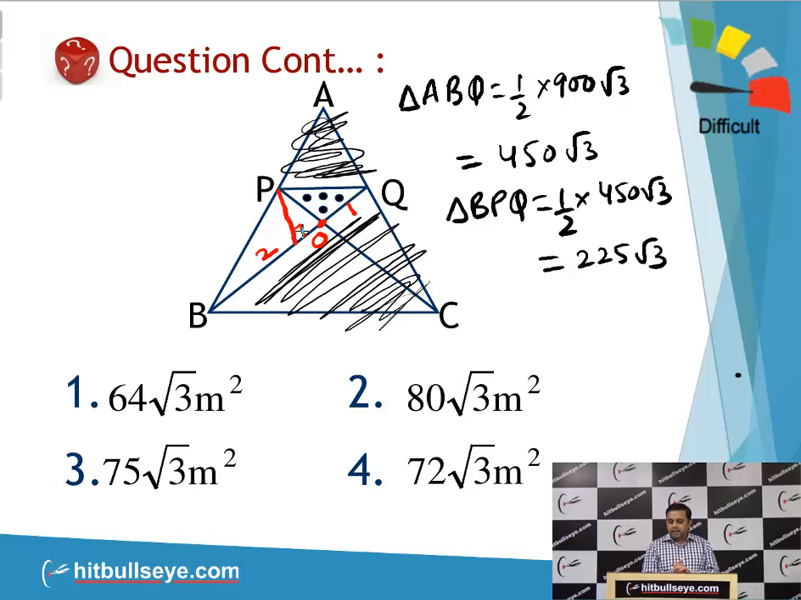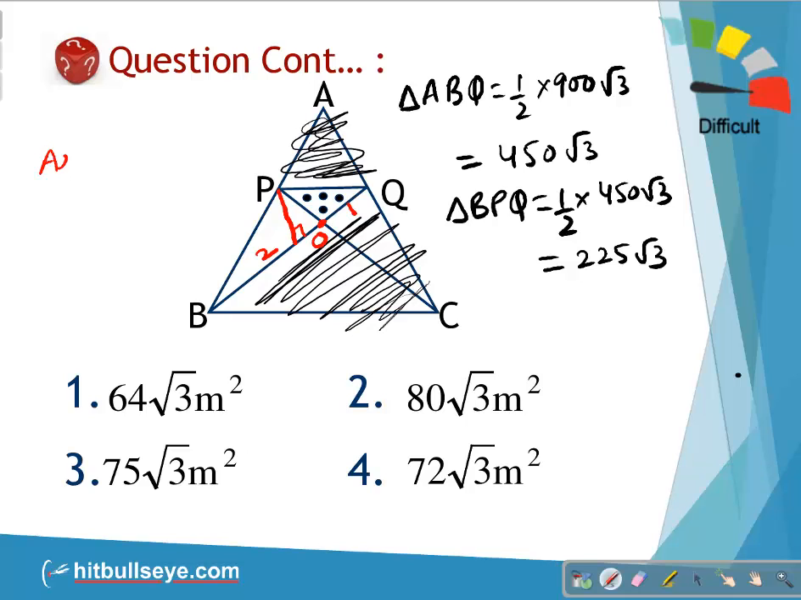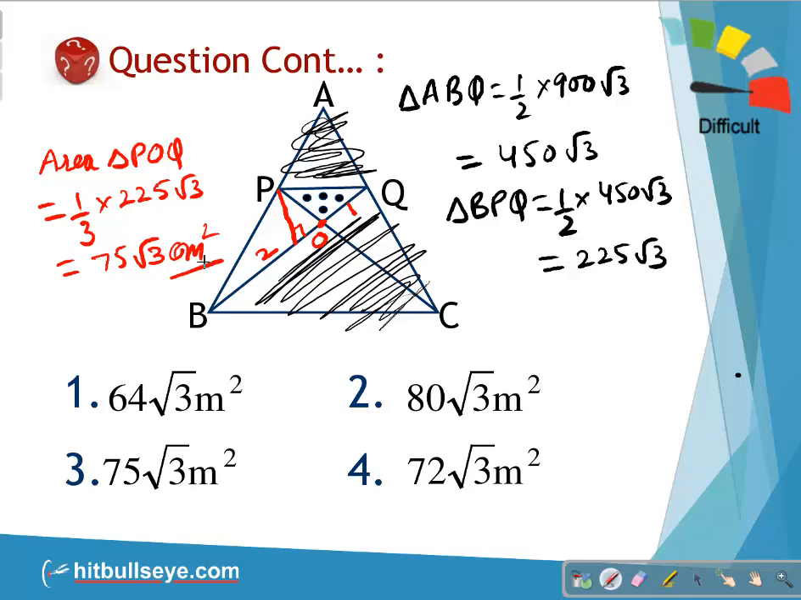So from here I can say that the areas of triangle BOP and POQ, they will be in the ratio of their bases, and the ratio of the bases is 1:2. So from here I can say that the area of the shaded part or area of triangle POQ will be further 1/3 of the total area which was left. That means the area of triangle BPQ, and that was 225 root 3, and on solving it what I will get is 75 root 3 meter square.